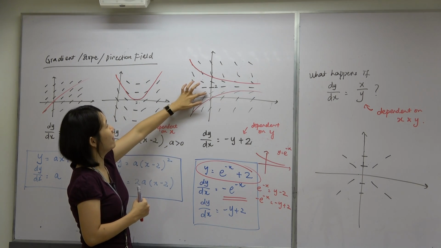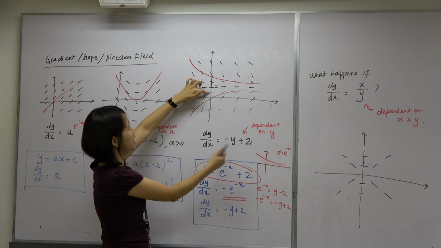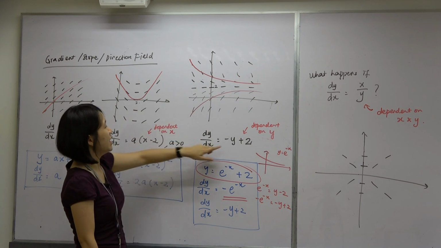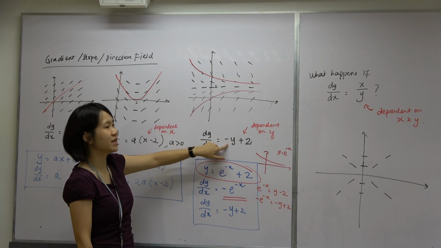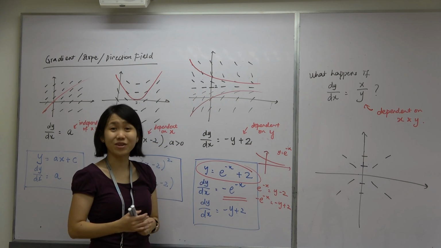And when I have my y to be 1, I'm going to have negative 1 plus 2, and that is when I'll get dy over dx equivalent to 1, a positive 1 gradient. And when I have y to be 0, I'm going to have my dy over dx equivalent to 2, an even more positive gradient.